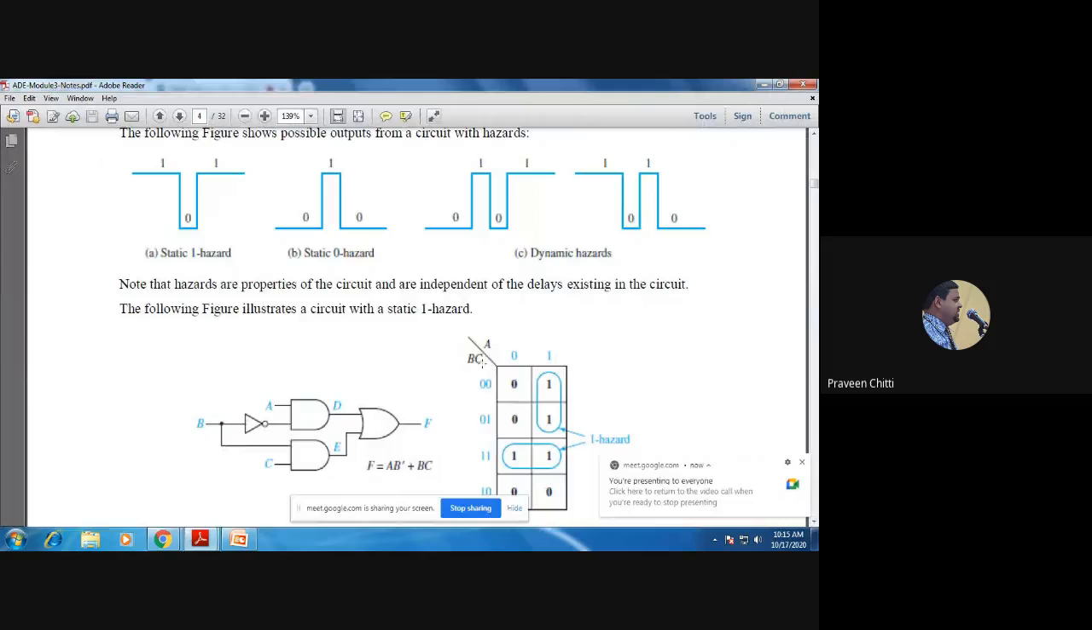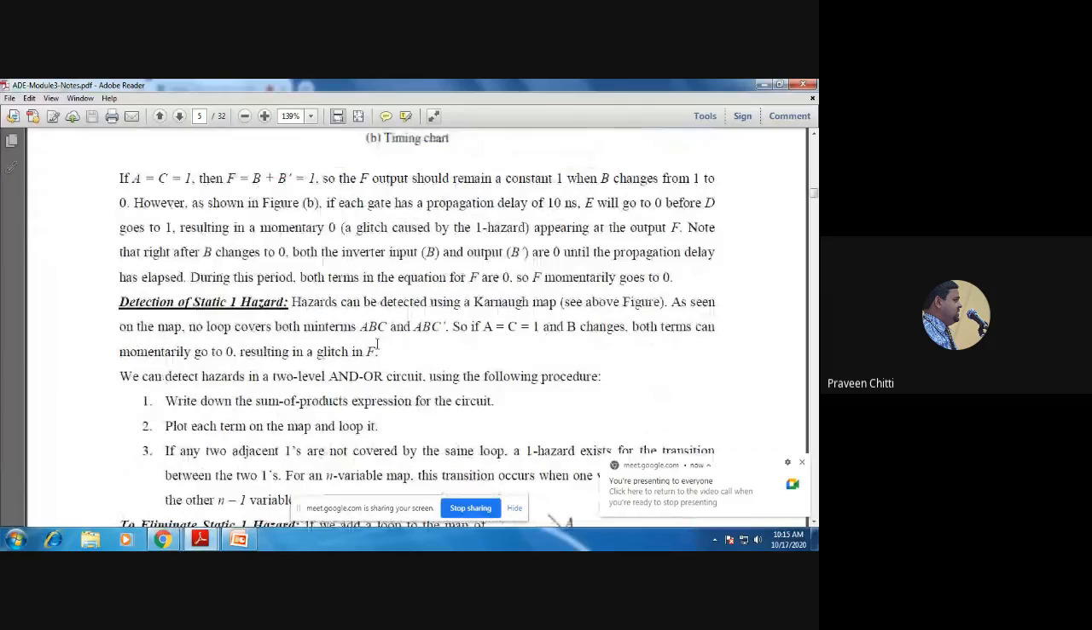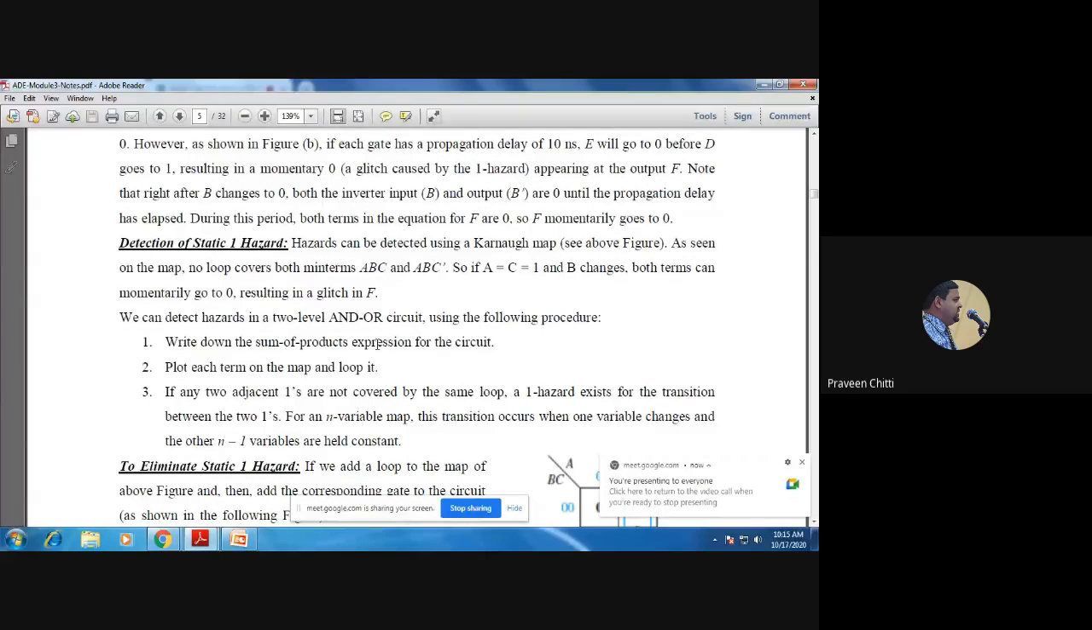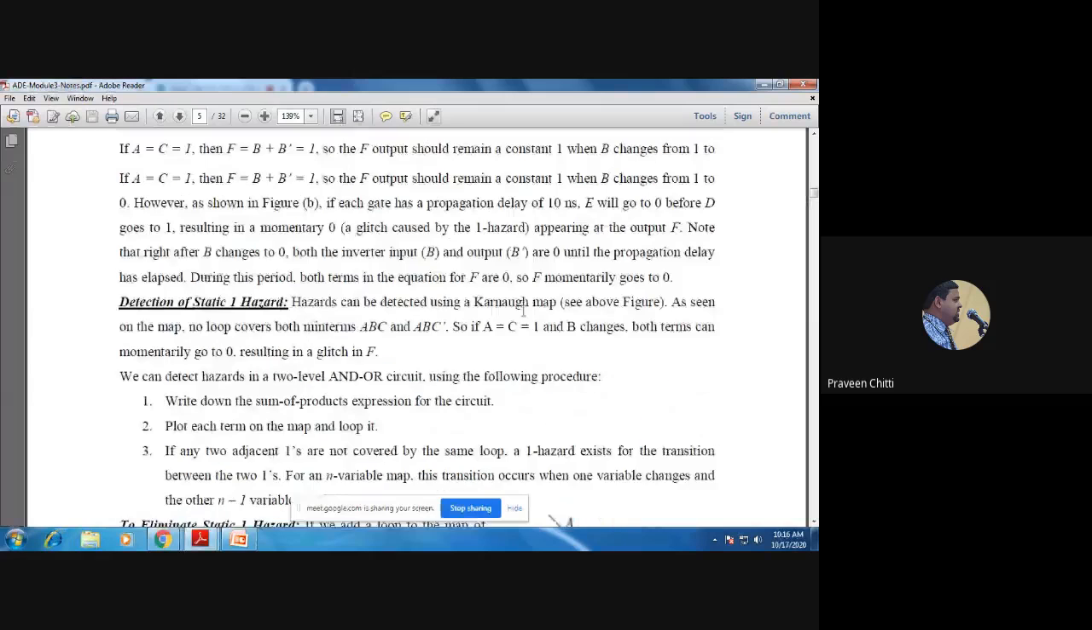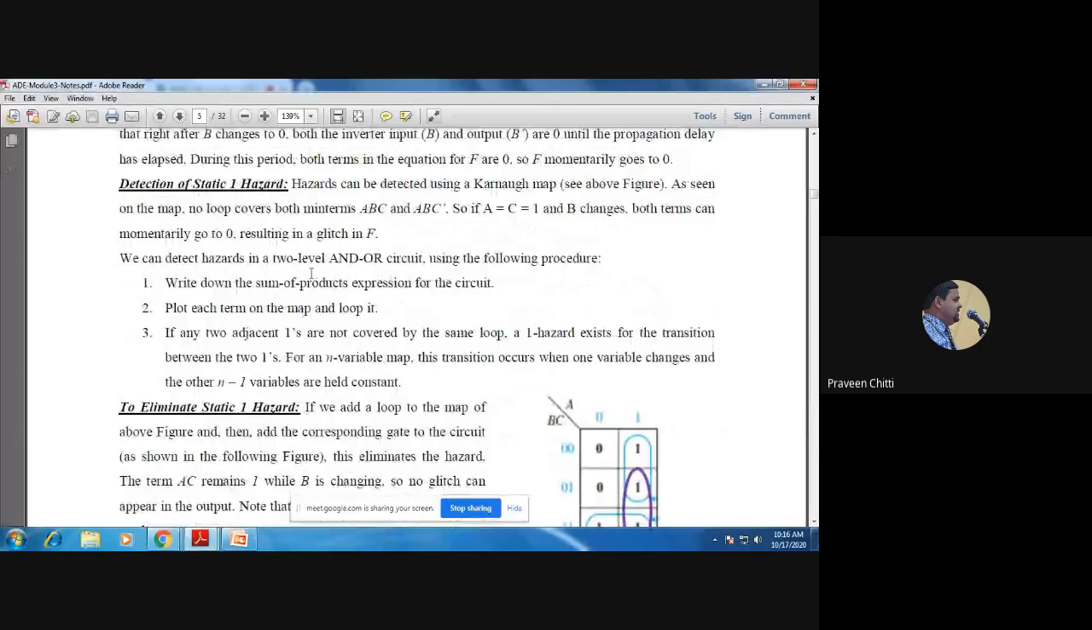Now, what is the procedure to eliminate these hazards? Before we add the hazard covers to eliminate the hazards, how do we detect that there is a static 1 hazard, and how can we eliminate it? I hope the screen is visible to you. Detection of static 1 hazard is explained here. Hazards can be detected using a Karnaugh map. So we'll see how the Karnaugh map can be used to detect the hazards in a 2-level AND-OR circuit.